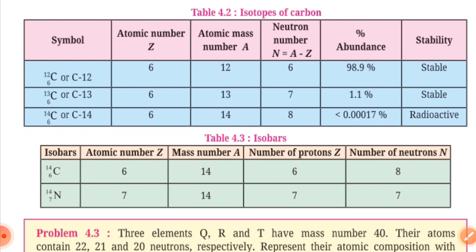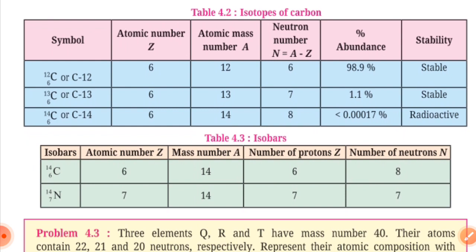Carbon-13, written as 13C6. Atomic number is 6. Atomic mass number is 13. Neutron number N is equal to A minus Z, which is 7. Percentage abundance is 1.1%. Stability is stable.